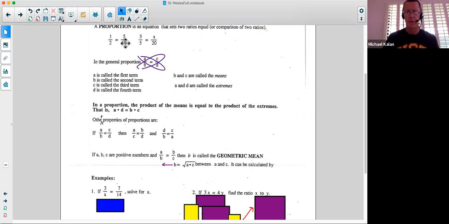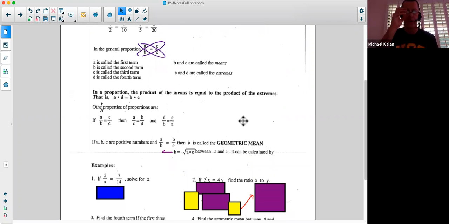Does that equal 2 over 10? Oh yeah, it sure does. What about 10 over 2? Does that equal 5 over 1? Oh yeah, it sure does. And you probably know that from working with fractions. You guys all love fractions so much.